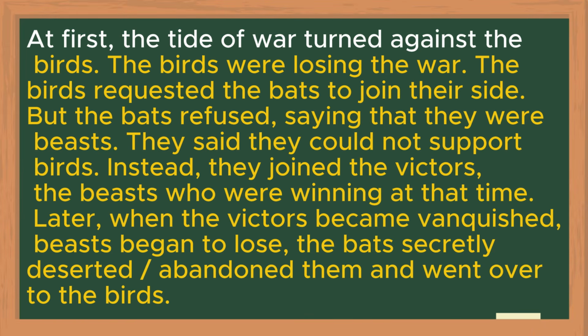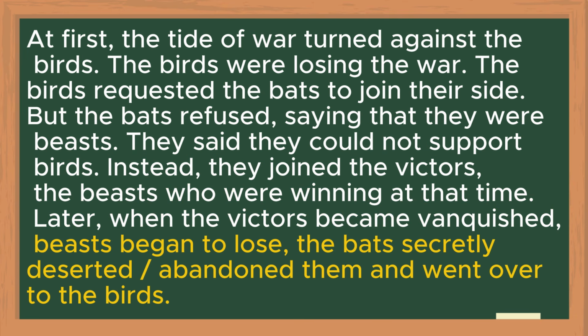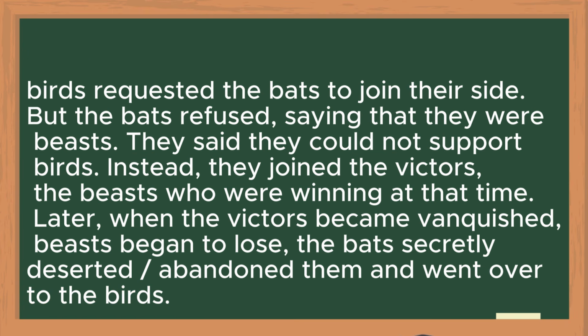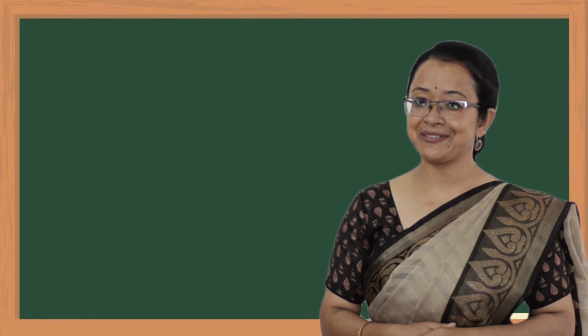At first, the tide of the war turned against the birds. It means the birds were losing the war. The birds requested the bats to join their side, but the bats refused at first, saying that they were the best. They said that's why they could not support the birds. Instead, they joined the victors, the beasts who were winning at that time. Later, when the victors became vanquished, it means when the beasts began to lose the war, the bats secretly deserted or abandoned them and went over to the birds. Here, the problem of the story has been raised.